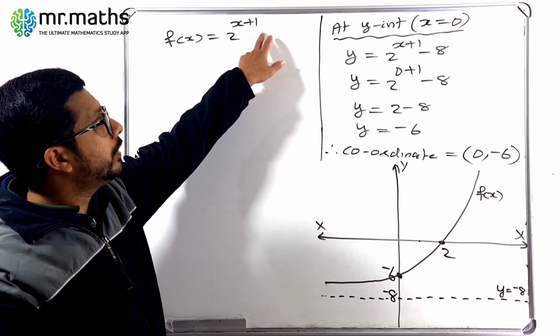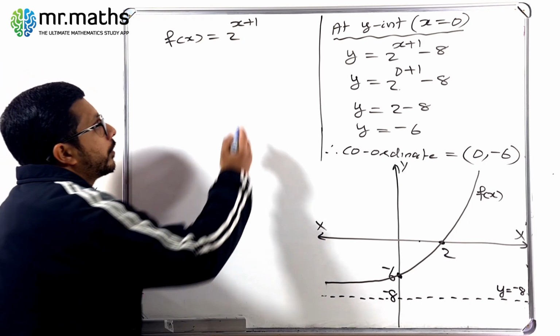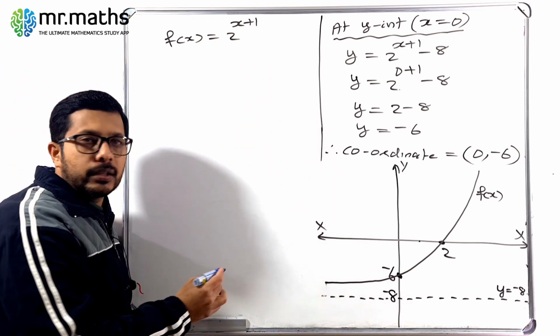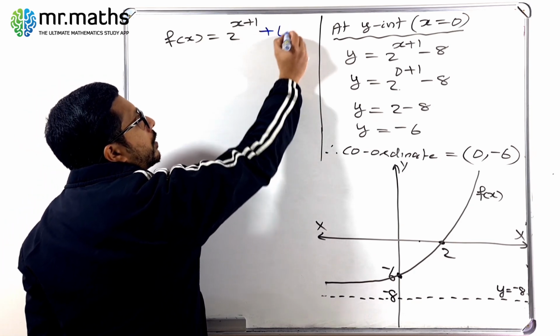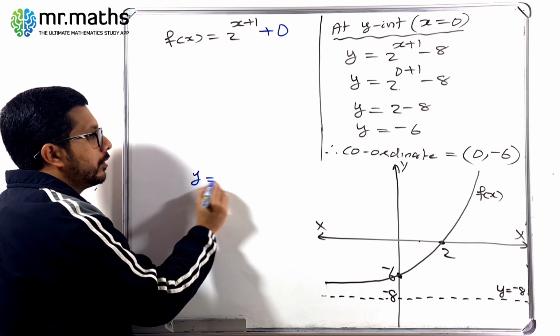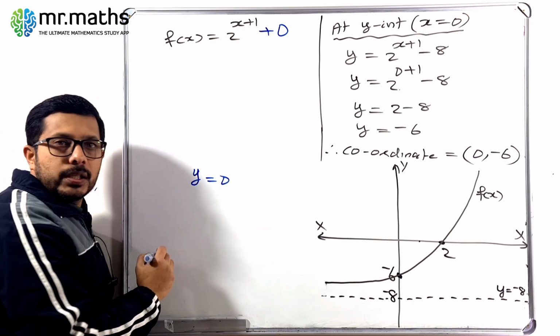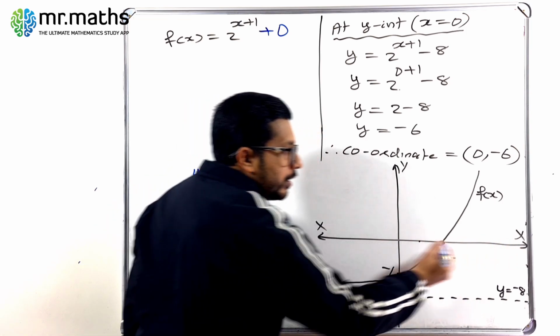Here, if it is not there, what is the number there? You have to understand clearly. That's why I'm explaining, even though that question is not there. If minus 8 is not there, what can we write? This plus 0. That means what is the equation of the asymptote? y is equal to 0. y is equal to 0 means the x-axis.